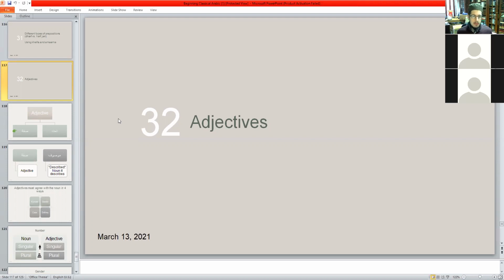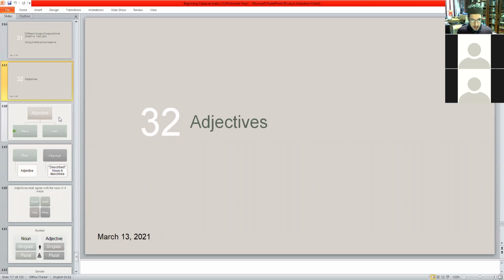So the question then becomes, what's the relationship between the adjective and the noun that it describes? That's what we're going to be looking at. There's basically two things to keep track of: agreement between the adjective and the noun it describes, and the order in which the adjective or noun appears.